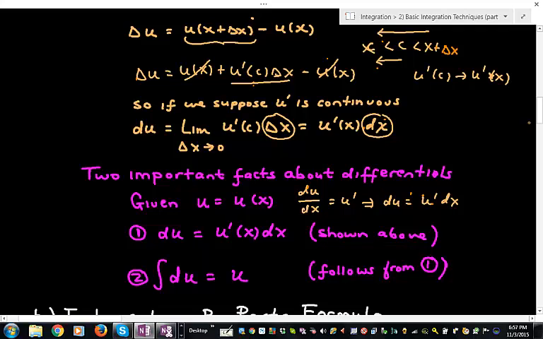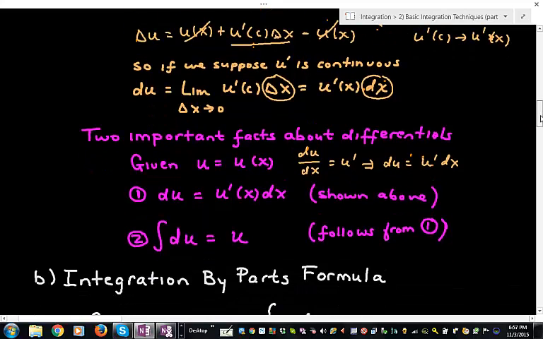The second important result about differentials is that if we integrate a differential, so suppose we take equation 1 and we integrate both sides, well, the integral of du is equal to the integral of the derivative of u. And we know that the integral of a derivative gives us back the original function. And so we find out that the integral of du is equal to u. And that's another important fact.